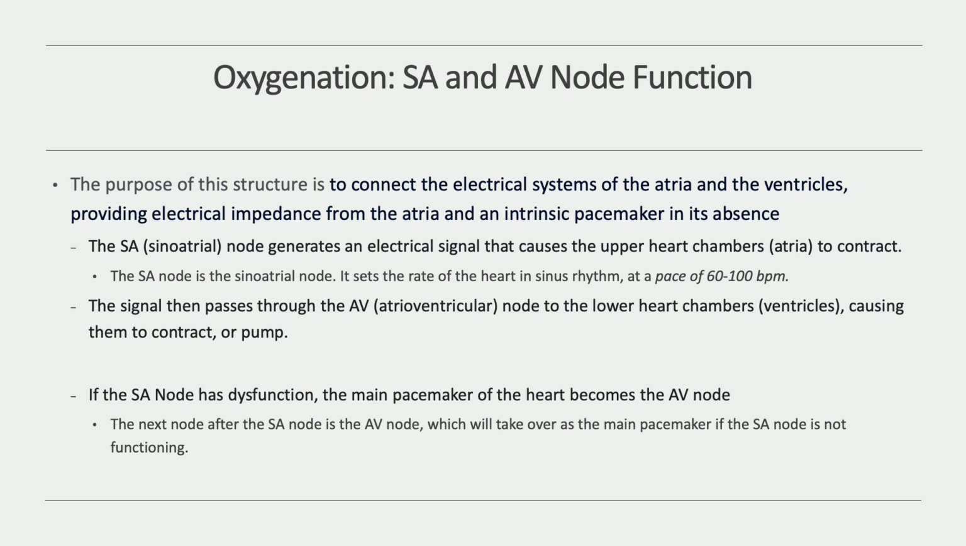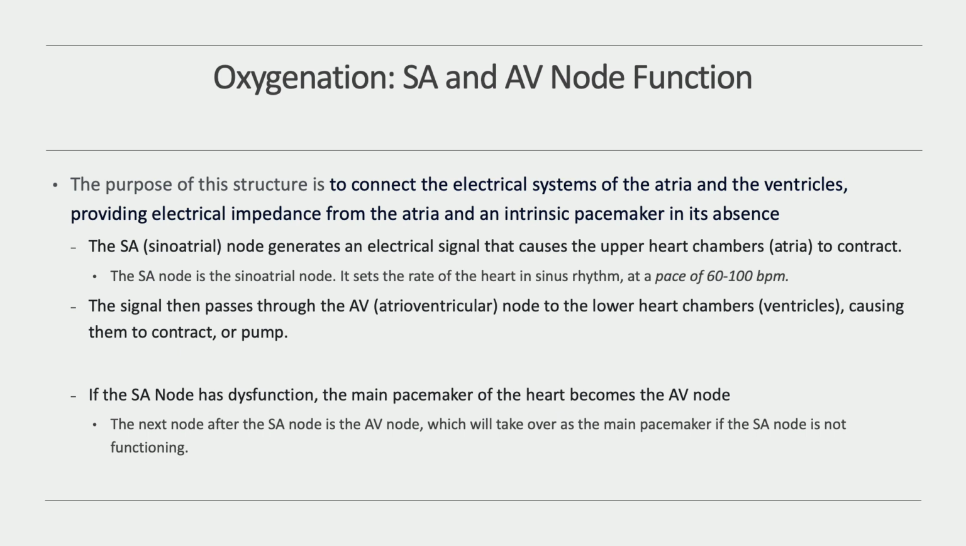SA and AV node function. SA is the sinoatrial node. It sends an electrical impulse that goes to the upper chambers of the heart, allows them to contract. It's the pacemaker and the powerhouse of the heart, basically, in the system. We usually pace at 60 to 100 beats per minute. And the AV node, or the atrioventricular node, does the lower heart chambers, right? The word ventricular is really in there, causing them to contract or pump.